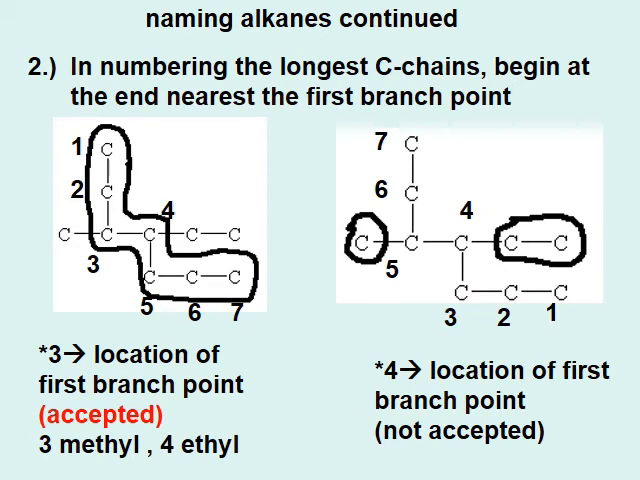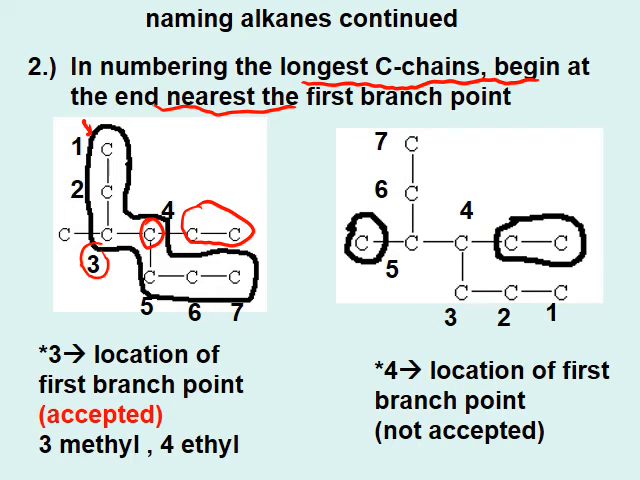So here we are giving you specific examples. Also, we need to know that in numbering the longest chain, that's what you need to number before you name it, begin at the end nearer to the first branch point. So if I start numbering from this end, it'd be one, two, then this is three, and look at the fourth carbon. This is the fourth carbon of the longest chain. The longest chain is highlighted with black. This is the branch. So the branching, you can see, actually, there are two branches.